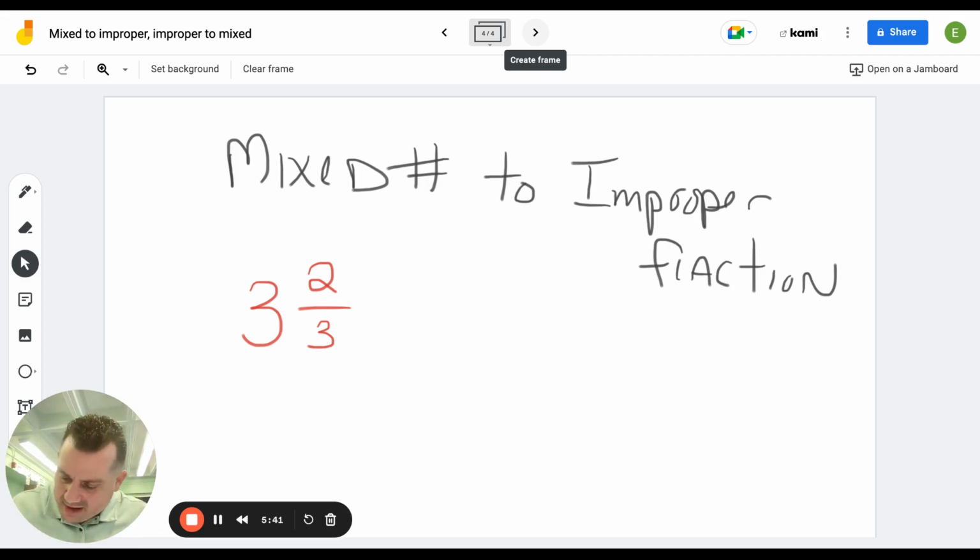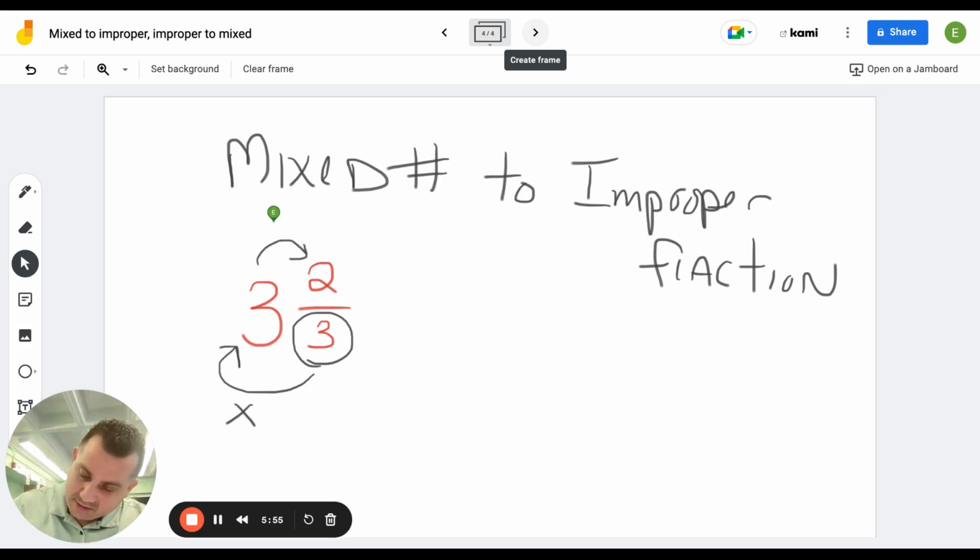So I know that there are 3 pieces in my whole. I'm going to times that by how many wholes? 3. So 3 times 3 is 9. And then we're going to add how many extra pieces we have, which is 2. So 3 times 3 is 9, plus 2 is 11. 11 over, denominator stays the same. That is your improper fraction there, 11/3. It's the swoop around method.